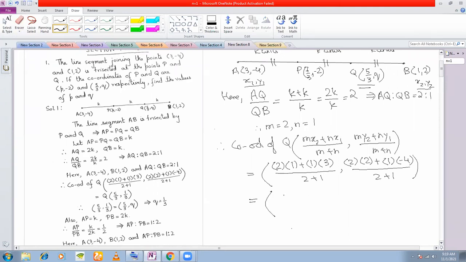So you get 3 plus 2, 5. This is 5 by 3. And this you get 4 minus 4, which is 0. Okay. So therefore, the coordinates of Q you have got as 5 by 3, 0.